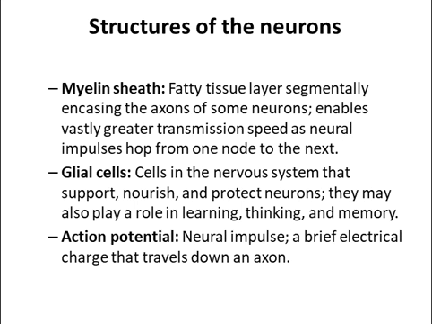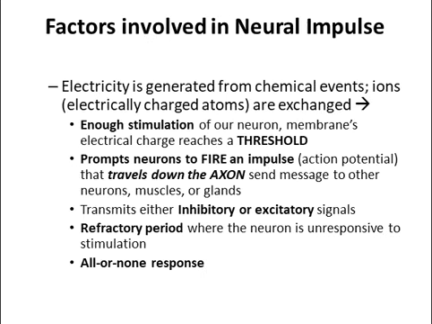The myelin sheath, the fatty tissue layer segmentally encasing the axons of some of the neurons, enables vastly greater transmission speeds. The glial cells, cells in the nervous system that support, nourish, and protect neurons. Action potential is this electricity, this neural impulse, a brief electrical charge that travels down an axon.